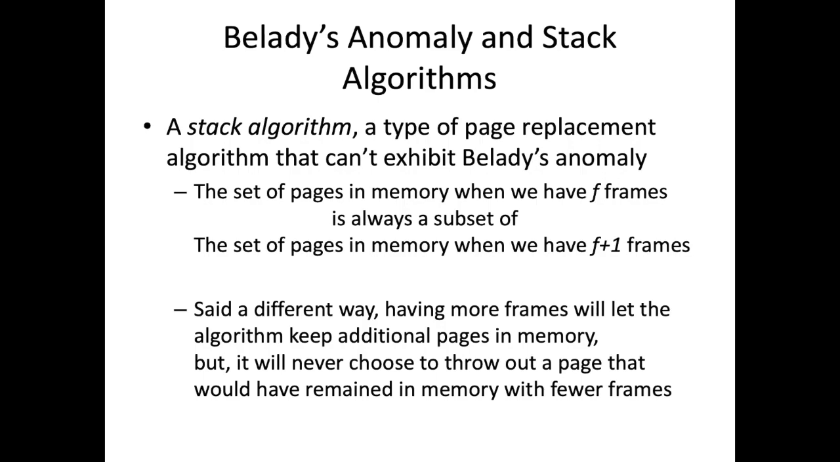So I've tried to say it two different ways on this slide. Informally, it's the idea that if I give you a little bit more memory, you'll always be keeping the same stuff in memory, maybe with just some additional stuff. So the first way I tried to say this is, if I give you some number of frames f, and then I watch what pages you keep in memory, at any point, the pages you have in memory would always be a subset of what you would have kept if I gave you an extra frame. So having an extra frame will always let you keep everything you would have kept with fewer frames, maybe typically with some more stuff in memory.